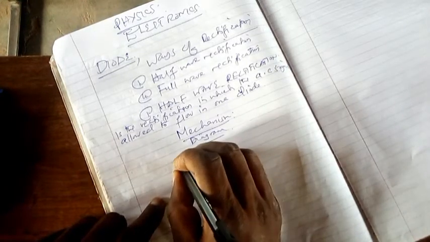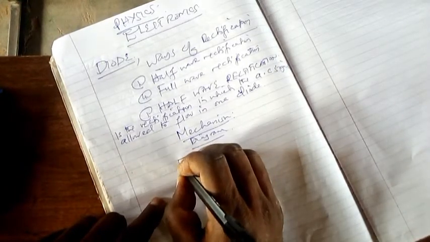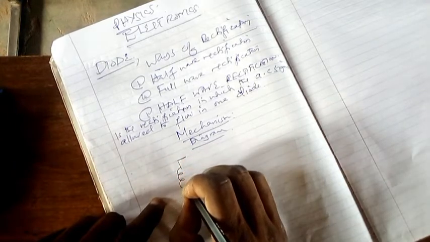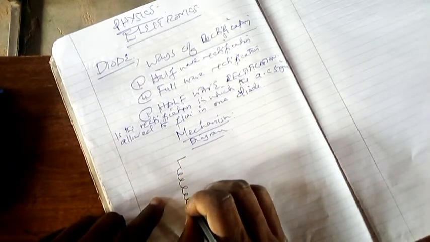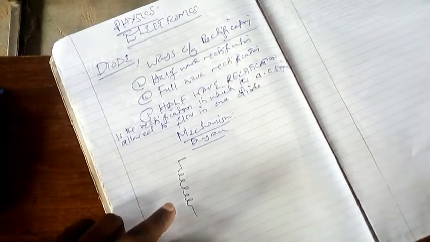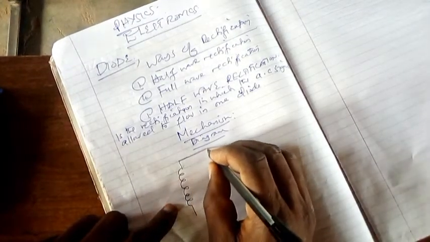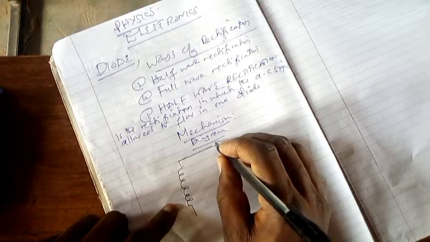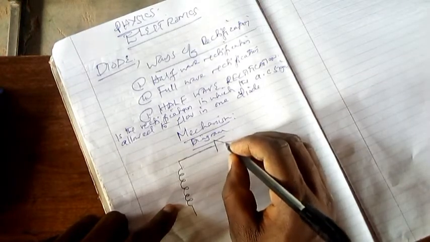I assume this is a coil. This is a coil. If this is a coil, I assume that here we join one diode.